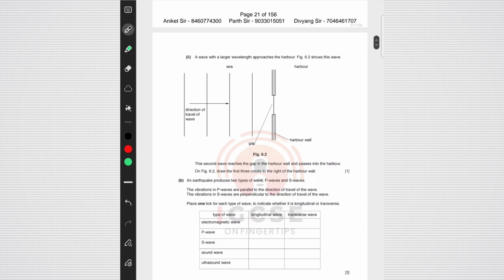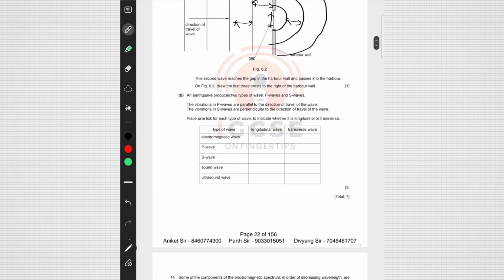Then a wave with larger wavelength, now if you see, this and this gap are almost equal, approaches the harbor. Figure 6.2 shows this wave. This second wave reaches the gap in the harbor wall and passes into the harbor. On figure 6.2, draw the first three crests on the right of the harbor wall. So what you will do, you will draw semicircular waves. So 1, let's say 2, and let's say 3, right? You have to take care that this distance and this distance are equal. You'll have a ruler to help you, so you can draw a better diagram.